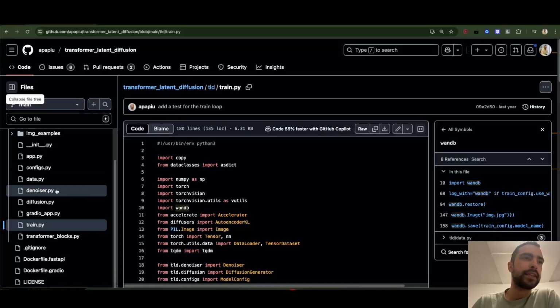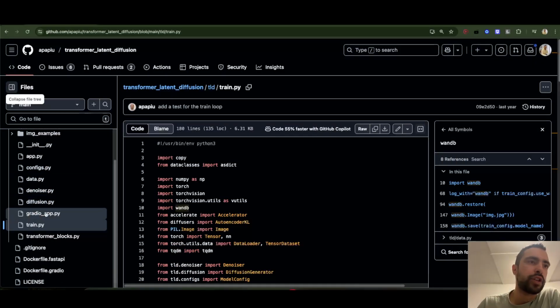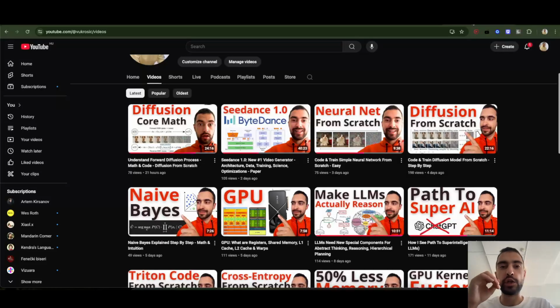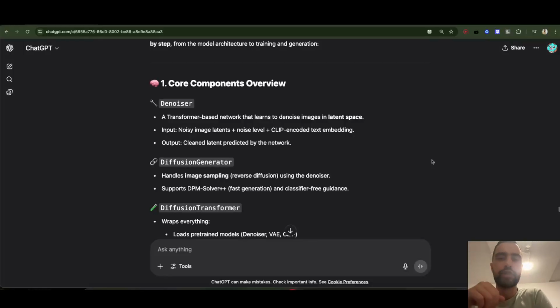It has these files: denoiser, diffusion, train, and transformer block. The denoiser and diffusion are based on transformer architecture and not UNet architecture. Just to add quickly, we will be understanding the code and logic and mathematics. We will not be training it in this video. We will be training it in future videos, but now we will just understand code and theory. It's shown in the paper Diffusion Transformer that transformer diffusion scales better than UNet diffusion.